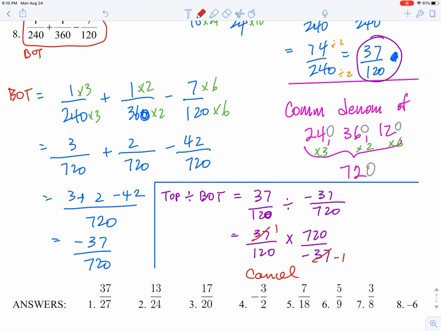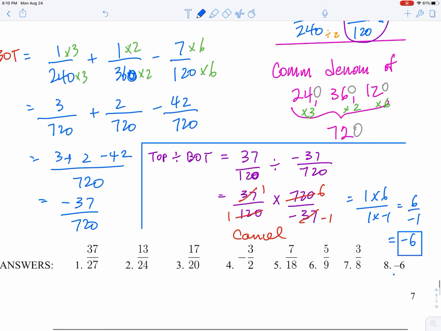120 divides into 720. We just did that. That was 6 times. So 1 and 6. So up top, I get 1 times 6. Down low, I get 1 times minus 1. So that's the same as 6 over minus 1, which is the same as minus 6, which happens to be the answer that we can see right here. So I got it right, and I feel very good.